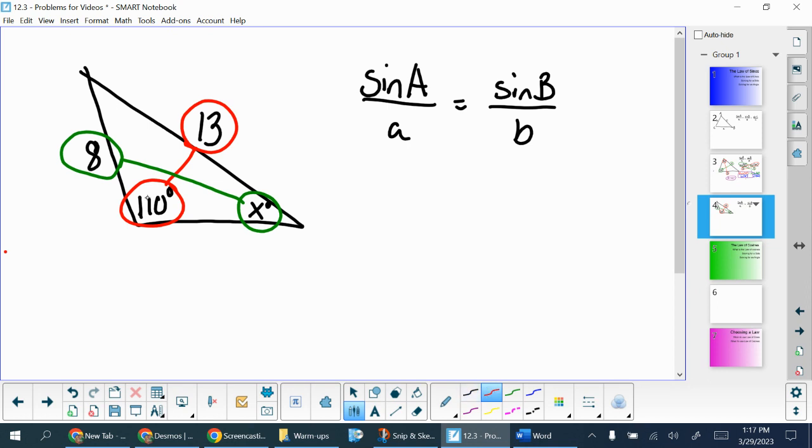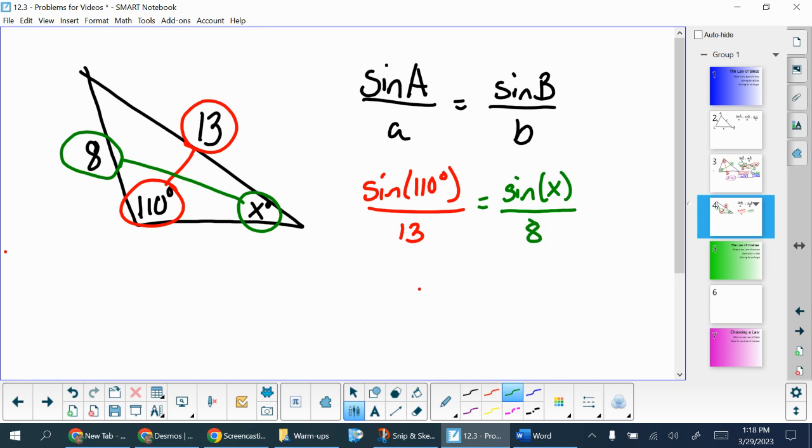I'm going to color code a little bit better on this one. So my 110 degrees and 13 are going to go in for big A and little a. So sine of 110 degrees over 13 is equal to the sine of, we don't know the angle, so sine of x over 8. So the big difference here is the unknown thing is an angle. It's got to go in the sine, right? Sine of angles. We can't take sine of sides.